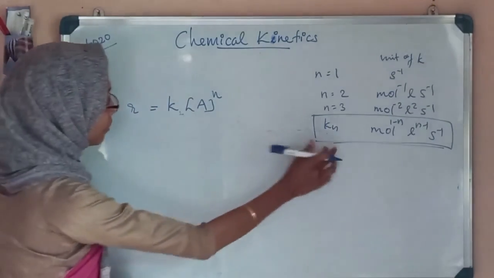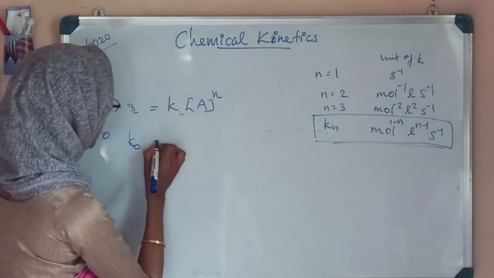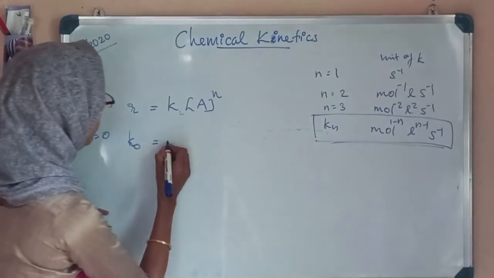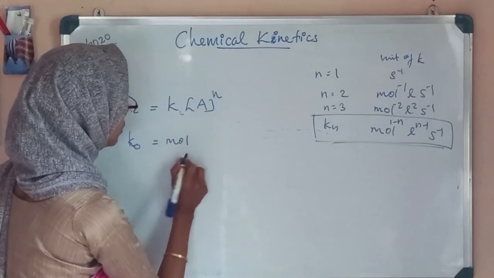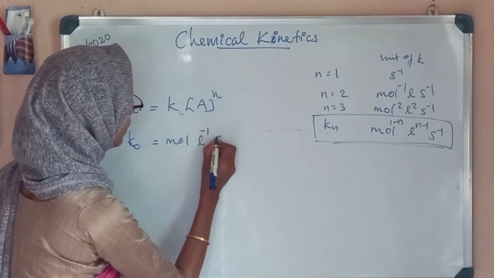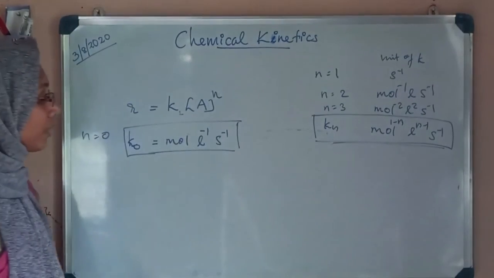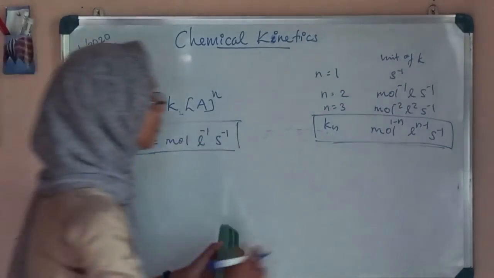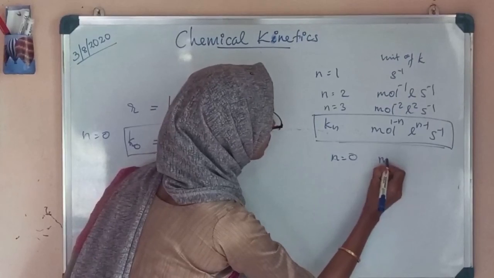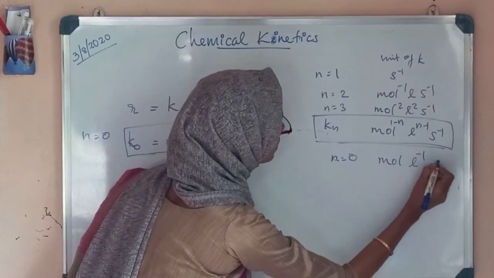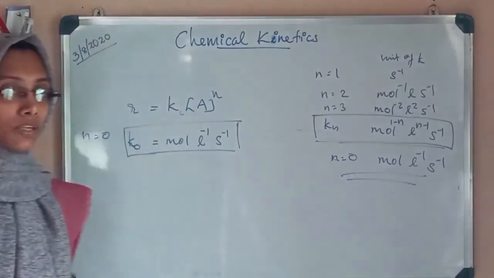Then for a zero order reaction, for n is equal to 0, the unit of k0 is equal to mole raised to 1, that is mole, liter raised to minus 0, and second inverse. So for a zero order reaction, the unit of k0 is mole liter⁻¹ second⁻¹. This is the unit of rate constant of a reaction.